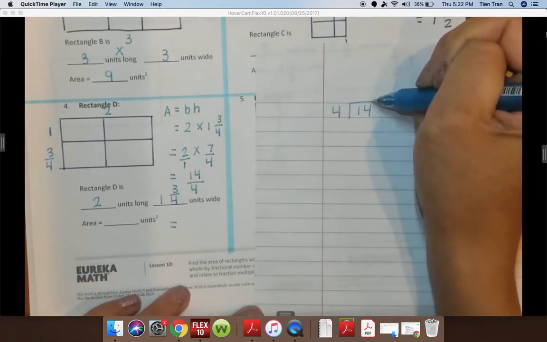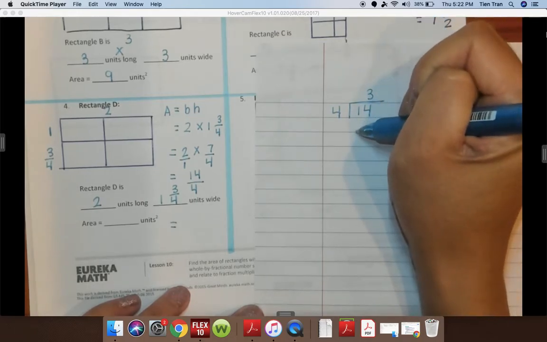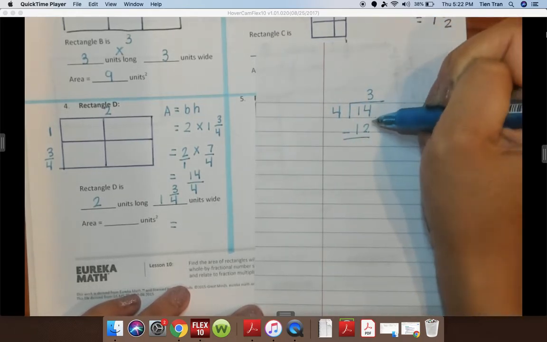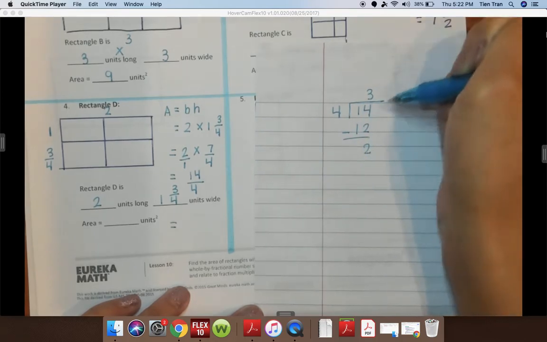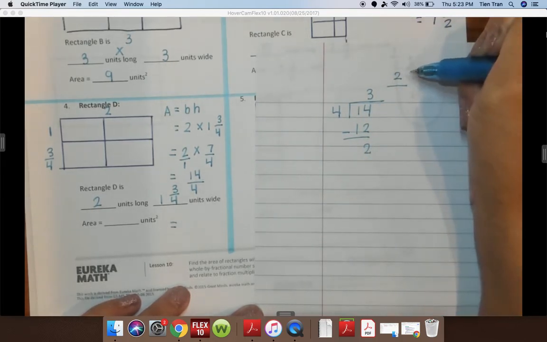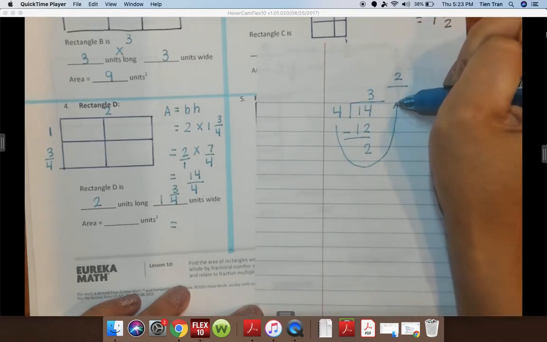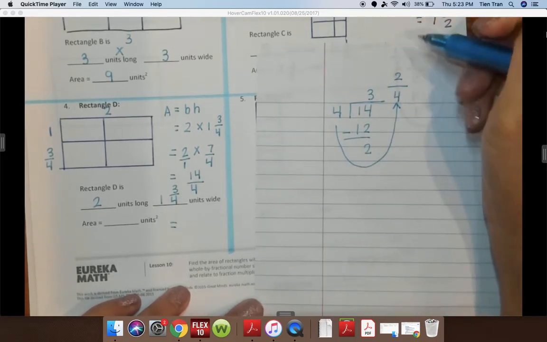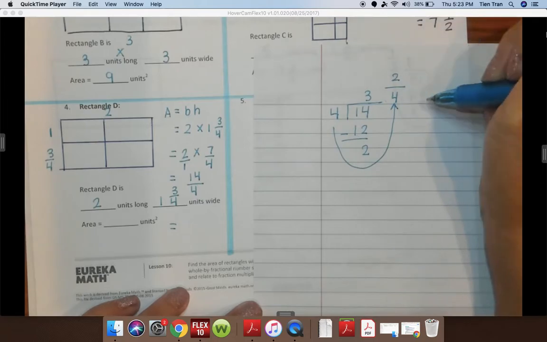4 goes into 14 3 times, so I'm going to subtract. 14 minus 12 is equal to 2, so my remainder is 2, and it's going to become my numerator. Now my denominator is going to be 4, okay? So I have 3 and 2/4.